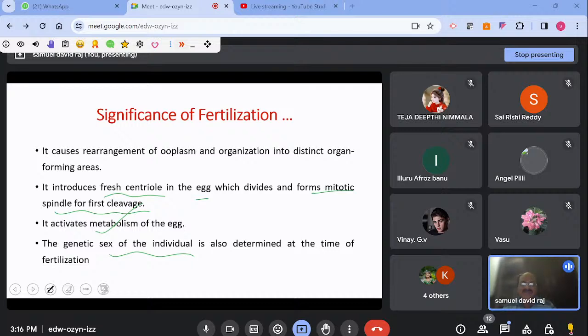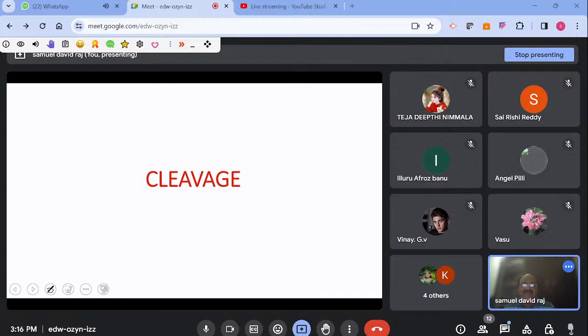So fertilization results in a zygote, which is a single cell that has to undergo a number of mitotic divisions so that this multicellular body is formed. And all these mitotic divisions constitute the next process, that is cleavage.